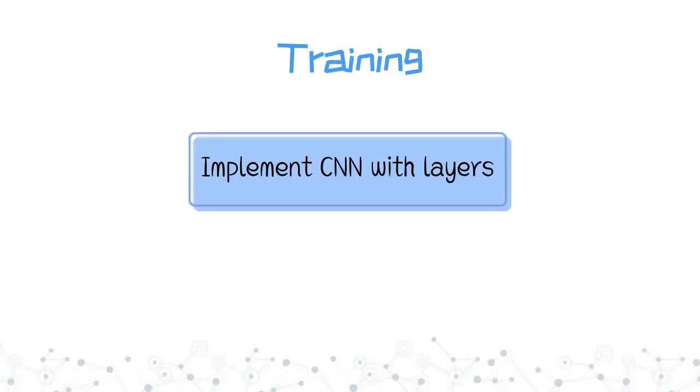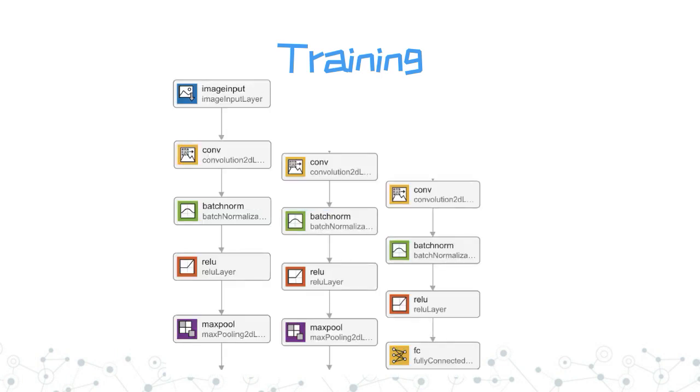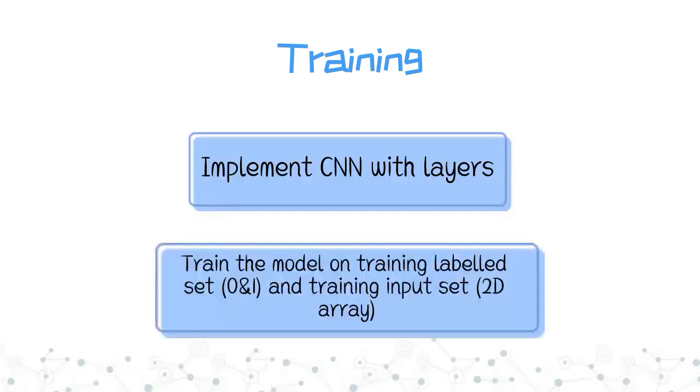Then, CNN is implemented for data training with 3 convolutional layers, each with 30 filters, kernel size of 2, 3 batch normalization layers, 2 max pooling layers, and followed by a fully connected layer. ReLU and softmax are chosen as the activation functions for the 3 convolutional layers and the fully connected layer respectively. Then, train the model on the labeled set for training, the input set for training.